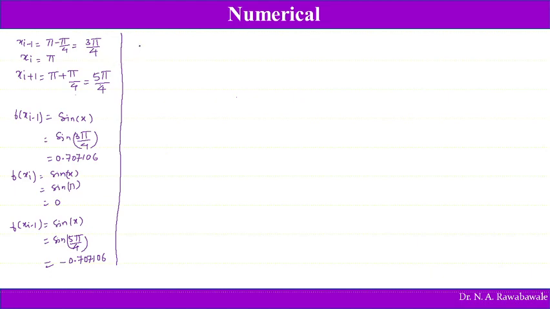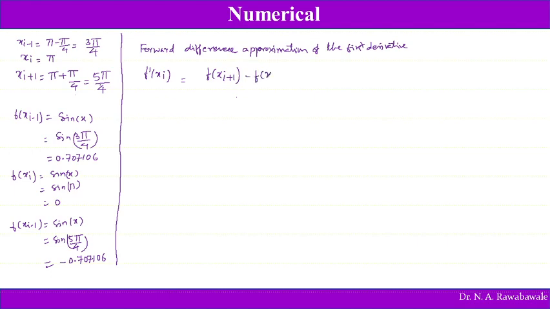So for forward difference approximation of the first derivative, f dash of xi is given as f of xi plus 1 minus f of xi divided by h.